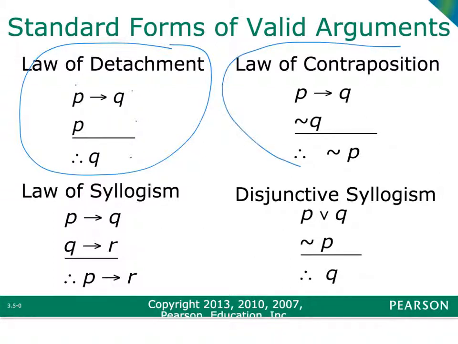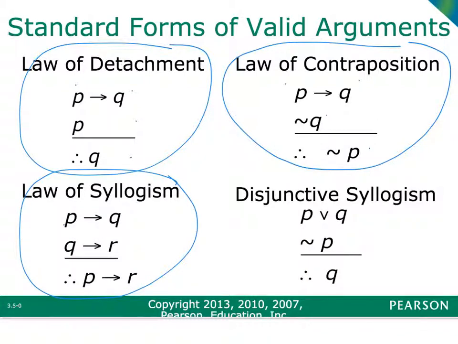The second valid form you're going to run into is the law of contraposition. If P, then Q, Q did not happen, therefore P did not happen. If it translates in that form, it's always valid. You don't have to do a truth table. You can mark valid. The law of syllogism. If P, then Q, if Q, then R, therefore if P, then R. So if you see that, that's always valid. Disjunctive syllogism. P or Q, P didn't happen, therefore Q must have happened.